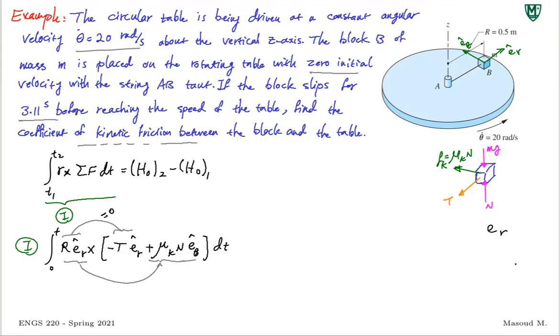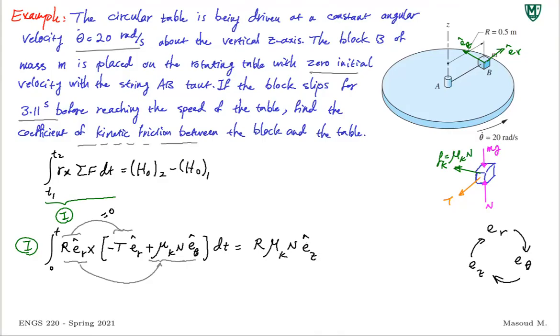Remember e_r, e_theta, e_z for cross product. e_r cross e_theta becomes e_z, e_z cross e_r becomes e_theta, e_theta cross e_z becomes e_r. If you go in the opposite direction, e_theta cross e_r becomes minus e_z, e_z cross e_theta becomes minus e_r, e_r cross e_z becomes minus e_theta. So if you go in the opposite direction, it becomes negative. So this one becomes R mu_k N, e_r cross e_theta becomes e_z.